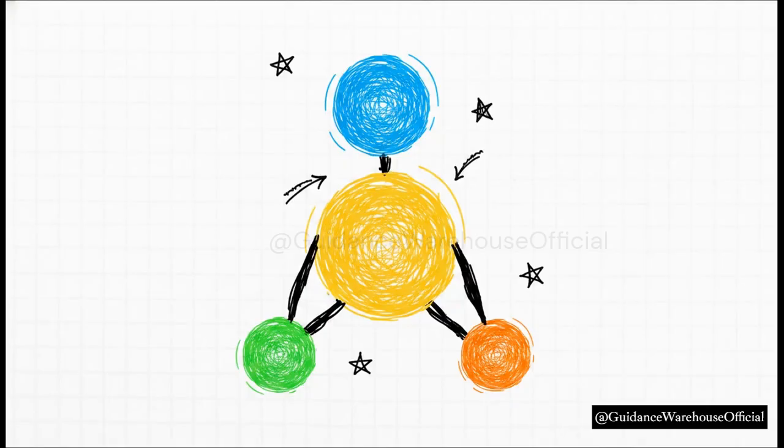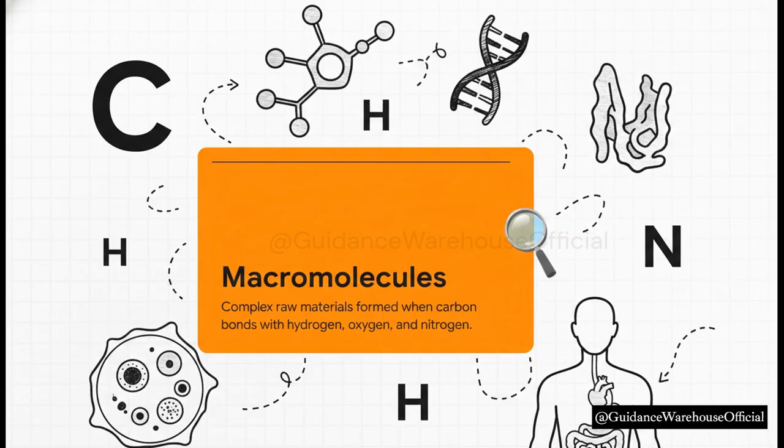Remember earlier how I mentioned that only a few elements really matter for biology? Well, out of the entire periodic table, life relies primarily on just 4: carbon, hydrogen, oxygen, and nitrogen. You can easily remember them with the acronym CHON. These 4 core elements make up over 95% of your body mass and the vast bulk of all living things on Earth. When these CHON elements join forces, they form what we call biological macromolecules.